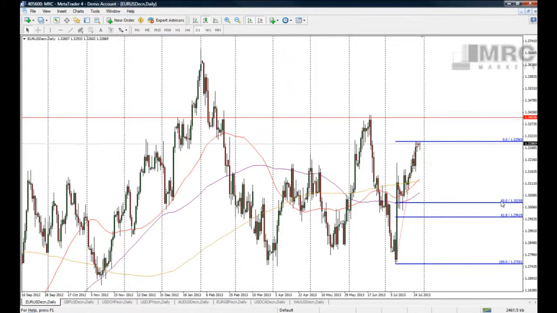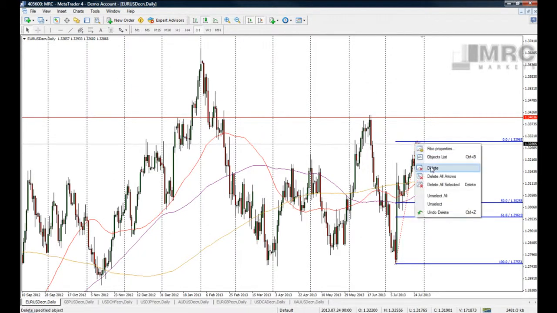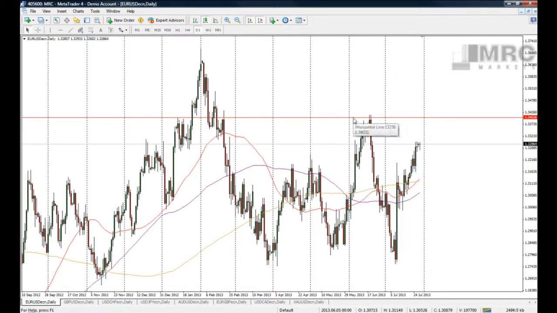So the current 50% on that is 1.1 30.25, and that also coincides with the previous support around here as well. So yeah, that's pretty much my outtake on Eurodollar.